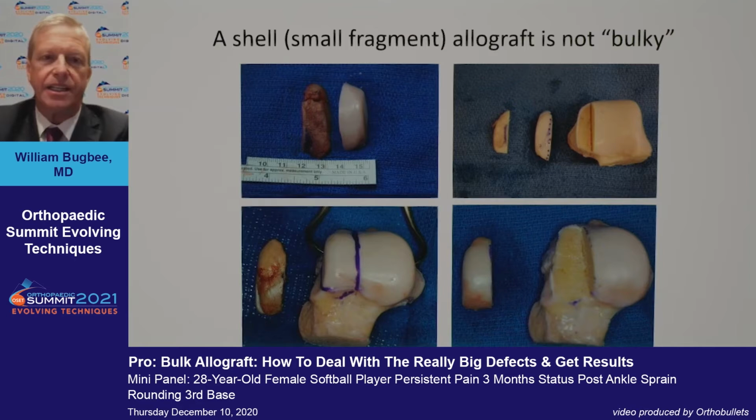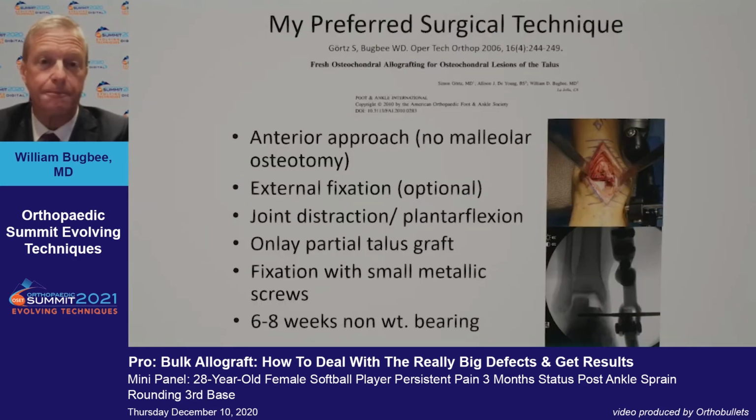I also want to say that a shell or a small fragment allograft is not bulky. Everyone uses the term bulk allograft, but to me, a bulk allograft is a tumor surgery. So I like the term small fragment or shell graft. As you can see here, a few examples of what I'm talking about. These are relatively small, not that much bigger than two OAT plugs, actually.